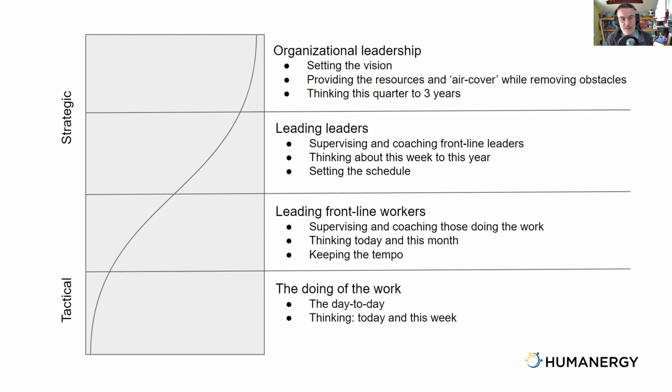But you'll see here a simple model that starts with the bottom end of our career. We're very tactical about what we do. And then the further up the organization, the more it becomes about strategy. And you can see that curve through the middle. And to a great extent, a lot of Humanergy's work is spent in the transition around that curve as people move from a tactical approach to a strategic approach.